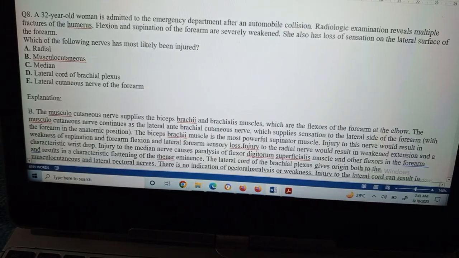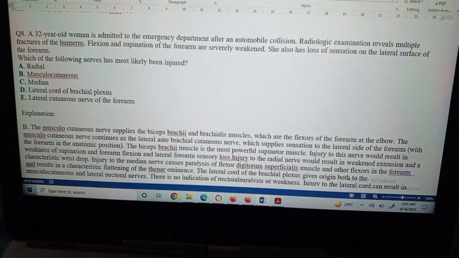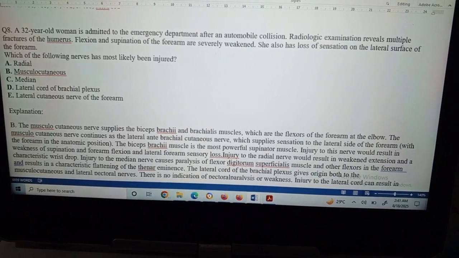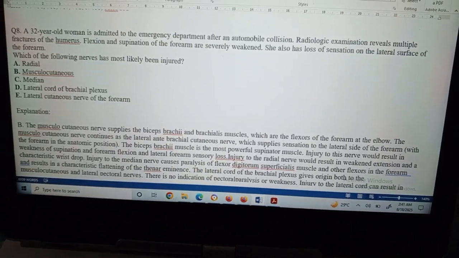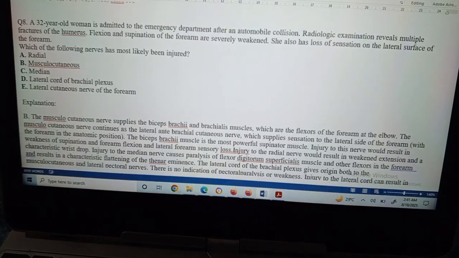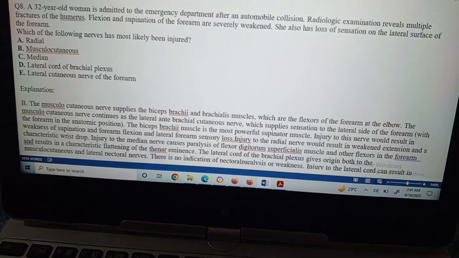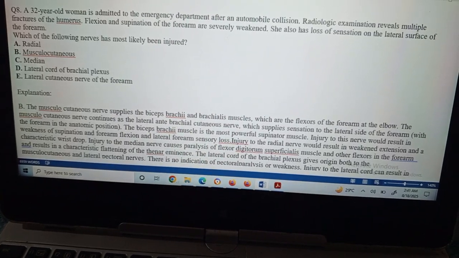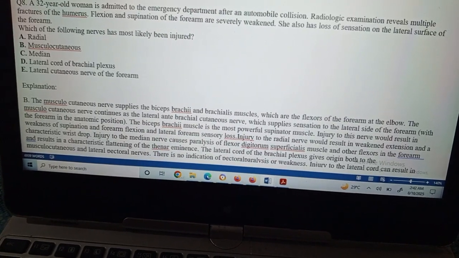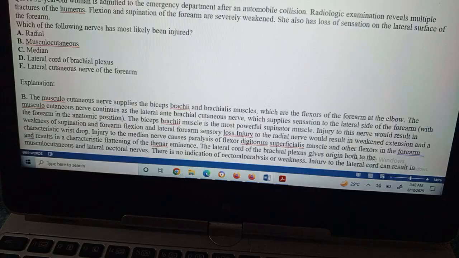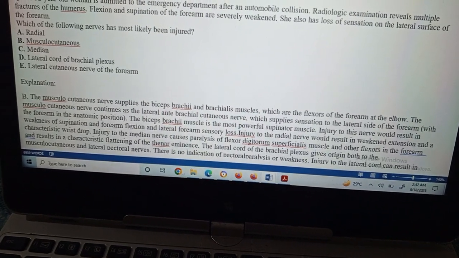Question number 8. A 32-year-old woman is admitted to the emergency department after an automobile collision. Radiologic examination reveals multiple fractures of the humerus. Flexion and supination of the forearm are severely weakened. She also has loss of sensation on the lateral surface of the forearm. Which of the following nerves was most likely injured? The answer is B, that is musculocutaneous nerve, which supplies the biceps brachii and brachialis muscles, which are the flexors of the forearm at the elbow, and the lateral antebrachial cutaneous nerve, which supplies sensation onto the lateral side of the forearm.